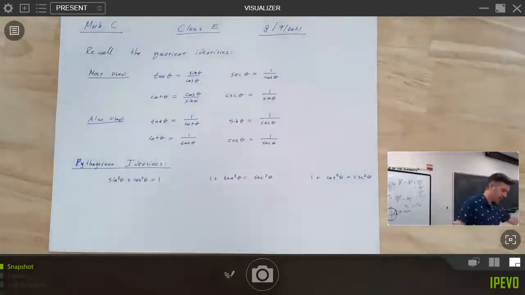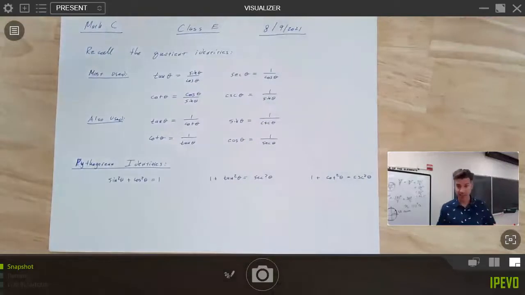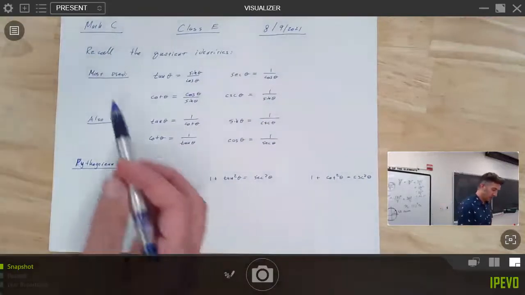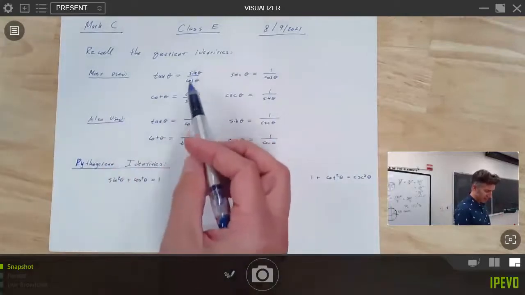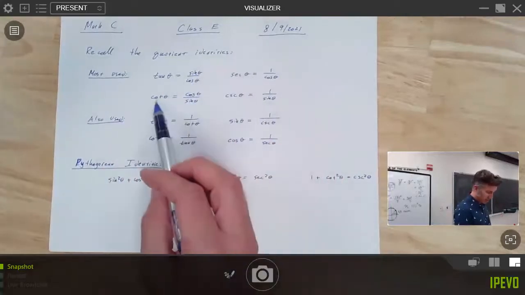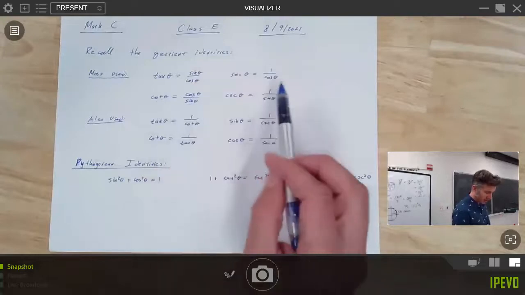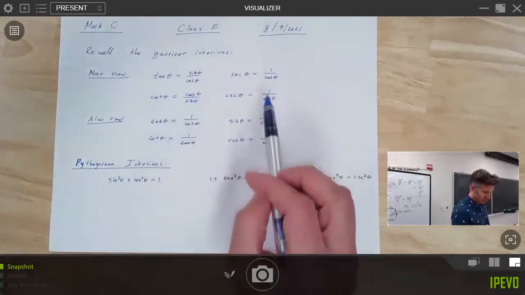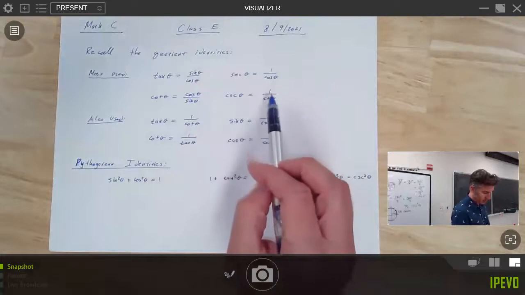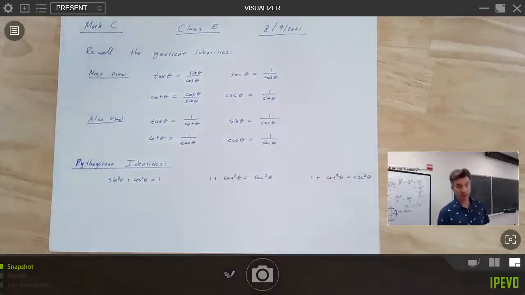So I'm gonna remind you all of some of the identities we talked about last time, specifically the quotient identities. The most important ones: tangent theta equals sine theta over cosine theta. Cotangent theta equals cosine theta over sine theta. Secant of theta equals 1 over cosine theta. And cosecant of theta equals 1 over sine theta. Those are the ones we use the most often.